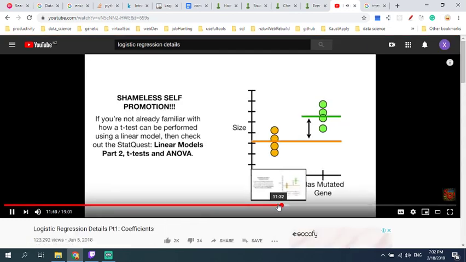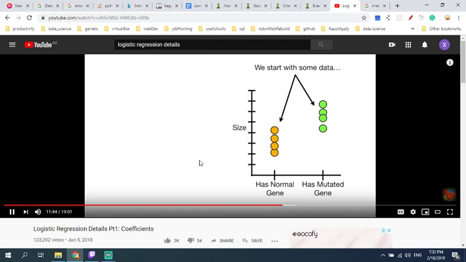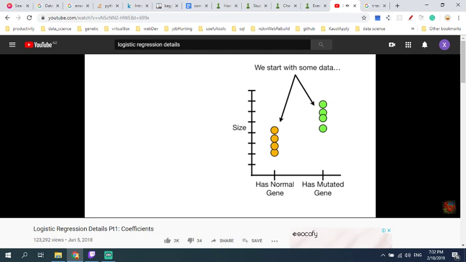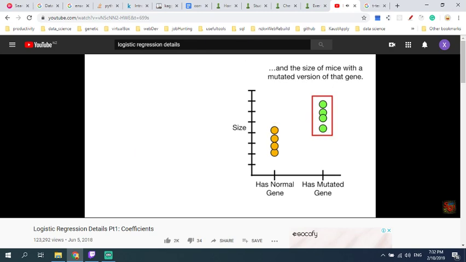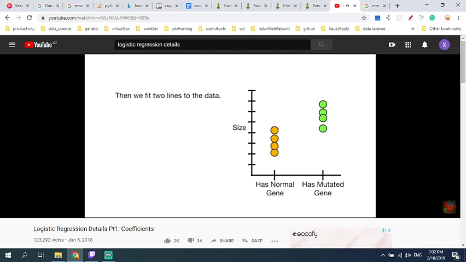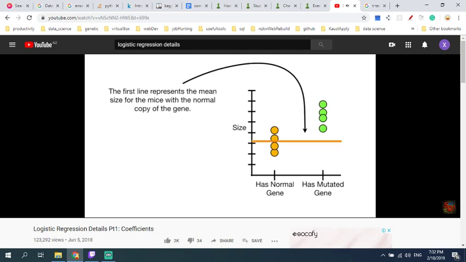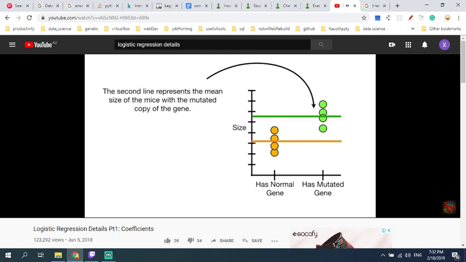Linear Models Part 2, T-Tests and ANOVA. Okay, we start with some data. In this case, we've measured the size of mice that have a normal gene, and the size of mice with a mutated version of that gene. Then we fit two lines to the data. The first line represents the mean size for the mice with the normal copy of the gene. The second line represents the mean size of the mice with the mutated copy of the gene.